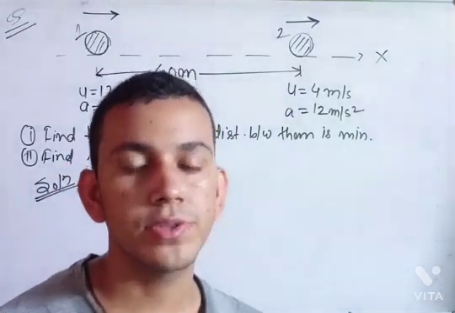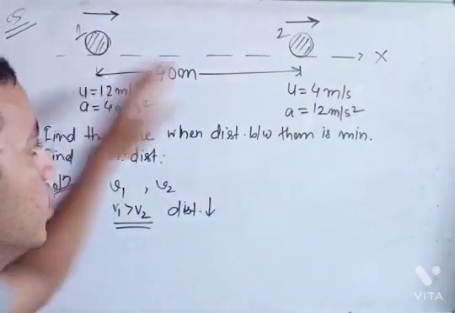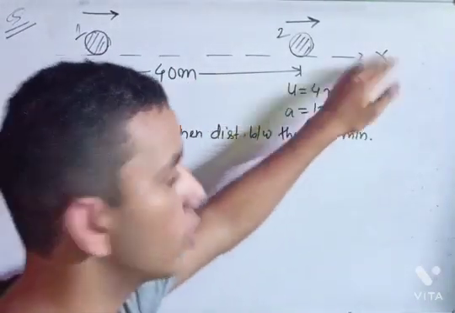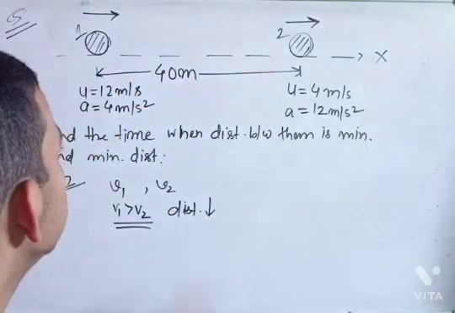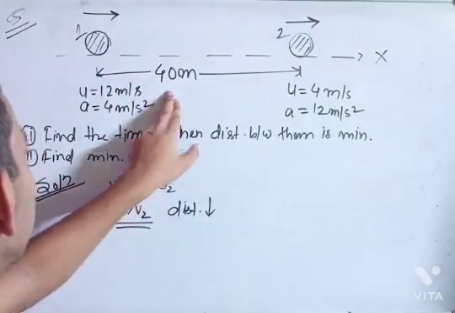Hello everyone, let's proceed to the next question. Here we are given two particles, both of which are moving along the positive x direction. This is particle 1 and this is particle 2. Initially both of them are separated by 40 meter.